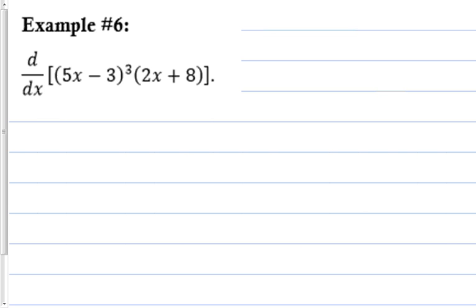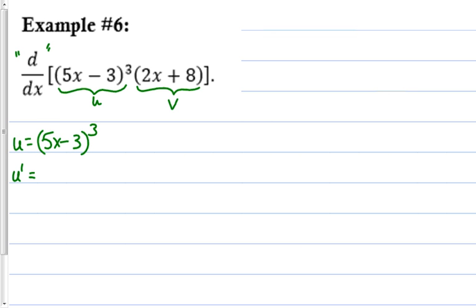dy/dx of 5x minus 3 cubed times 2x plus 8. So again, product rule. So let's see. This would be u, and then this would be v. And of course, this here just means to derive this function. I'm still going to figure out my pieces, right? So u is 5x minus 3, but it's cubed. So then u prime, oh, that's a composite function. I'll get back to that. V is 2x plus 8, and then v prime is just 2.